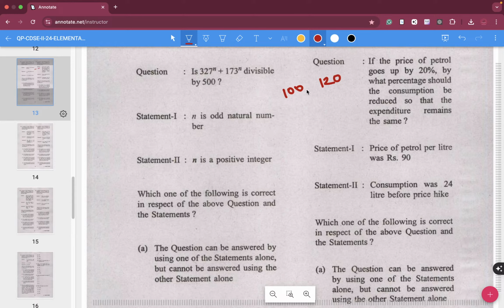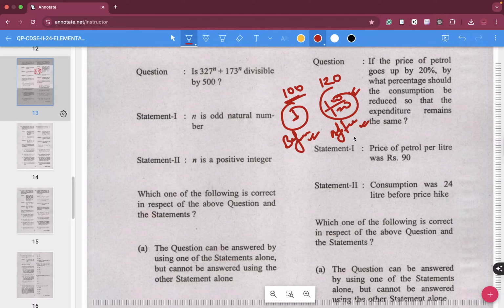Earlier you used to get 1 liter for 100 rupees. Now for 120 rupees you are getting 1 liter, so for 100 rupees you will be getting 100 divided by 120 liters. This was the case beforehand, and this is the case afterhand. So you can easily calculate how much of a reduction you have to make.